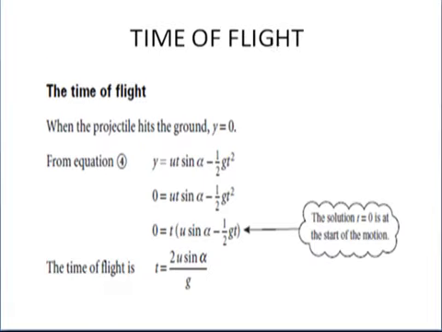Another important equation is the time of flight, which is identical to what we've calculated in the second part of the question. The total time of flight is 2u sine alpha over g. There is the derivation.